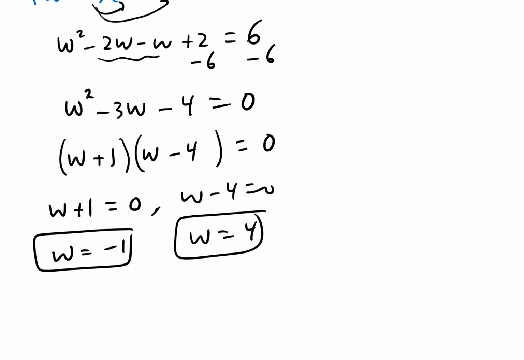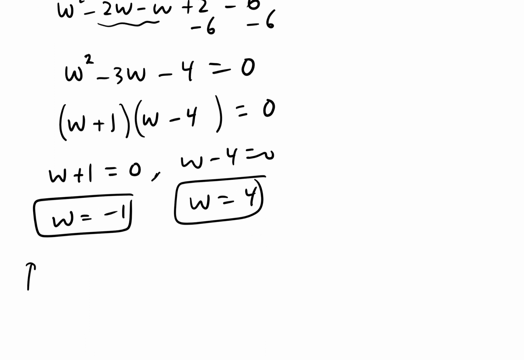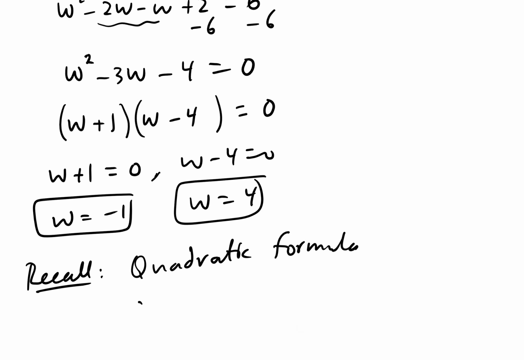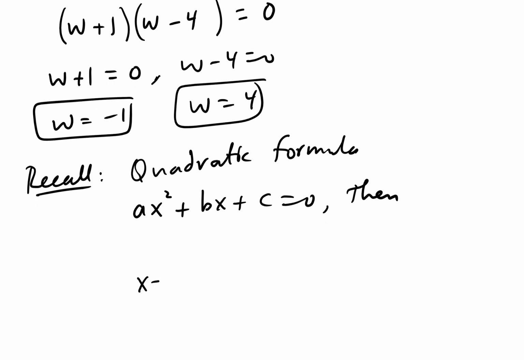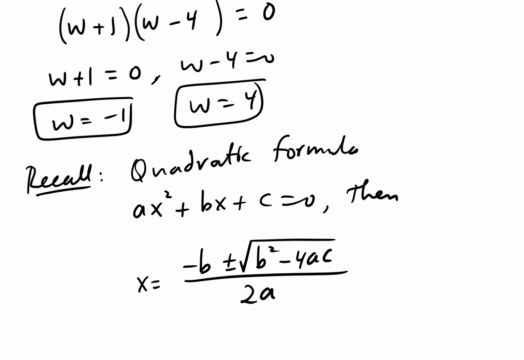So that's one way to do them. We're going to look at what about if I can't factor this out. How do we finish this? So recall, we have what we call the quadratic formula. The quadratic formula says if you're solving a quadratic equation in the form ax squared plus bx plus c equals 0, then how do you solve for x? x equals negative b plus or minus the square root of b squared minus 4ac over 2a.